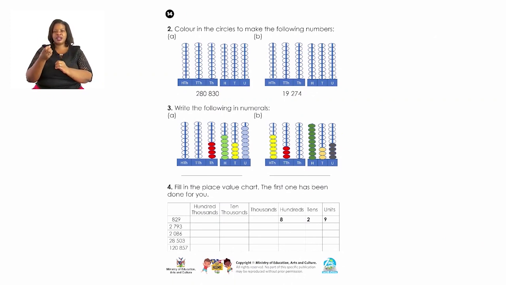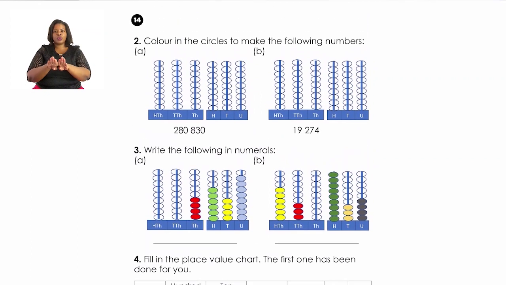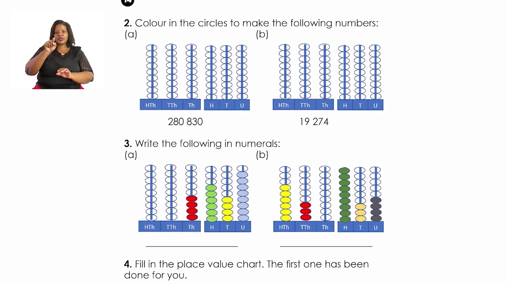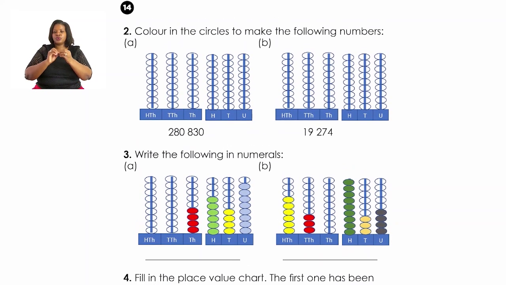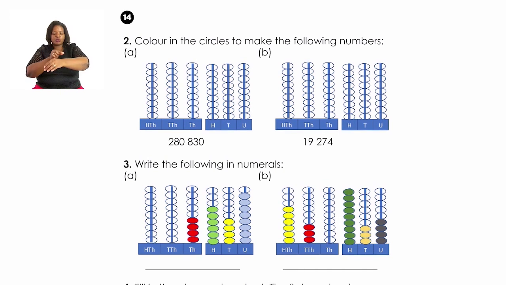So there are abacuses which are drawn. So what you have to do is you must color in the circles to make the following numbers. The numbers are written at the bottom of each abacus. All you have to do is just to color.